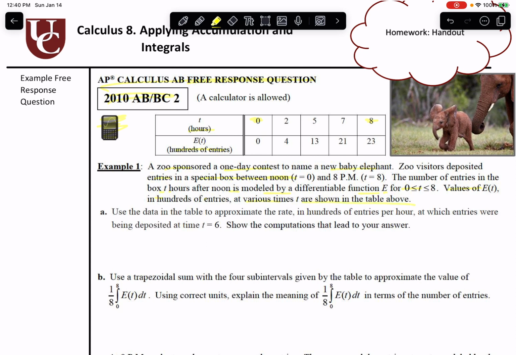First question, use the data in the table to approximate the rate in hundreds of entries per hour at which entries were being deposited at t equals 6. Show the computations that lead to your answer. So this is going to be an approximation of the average rate at 6, and we notice we have 5 and 7, so 6 would be in between there. So this is an average rate of change in entries per hour.